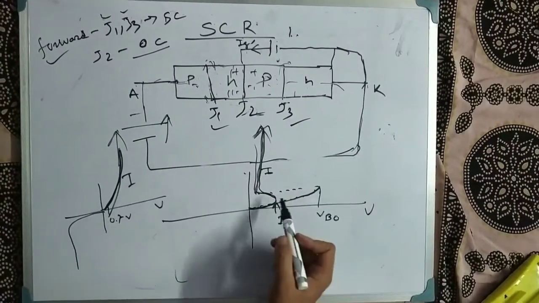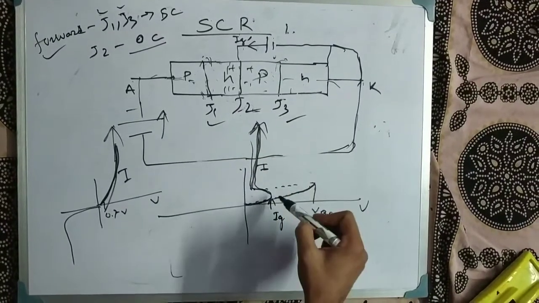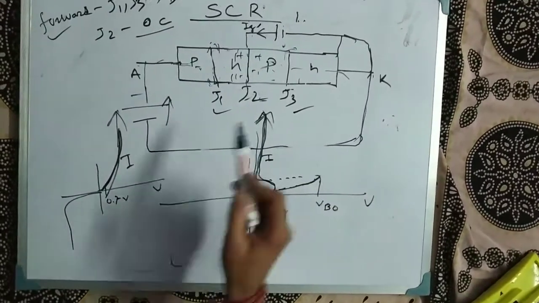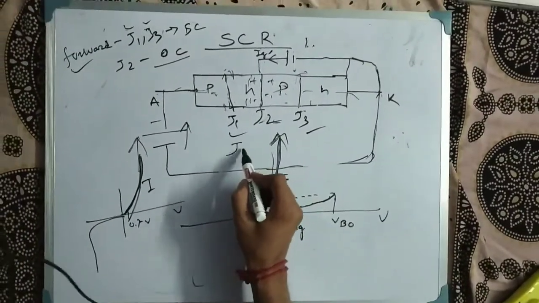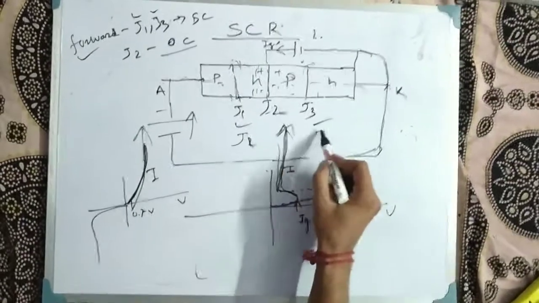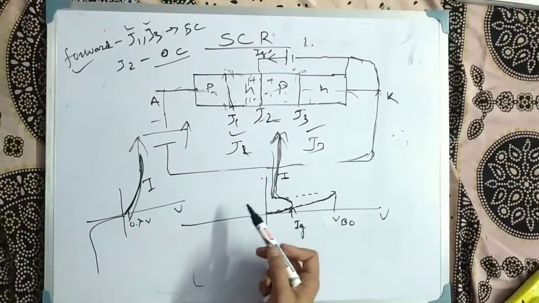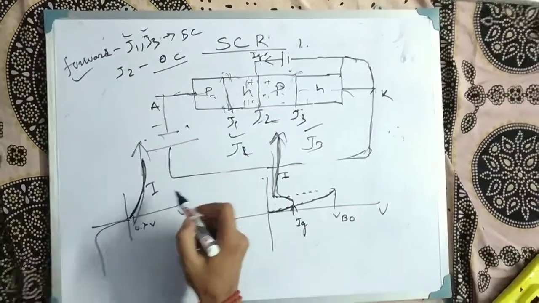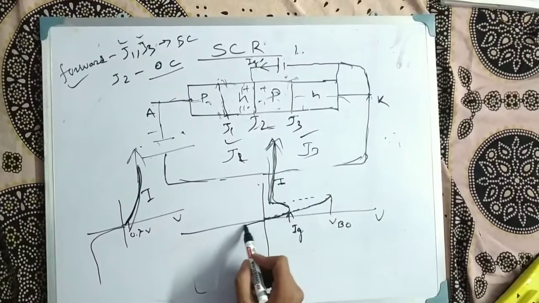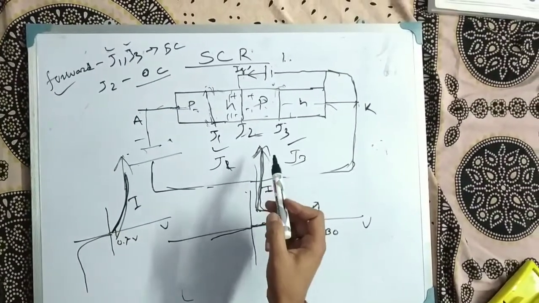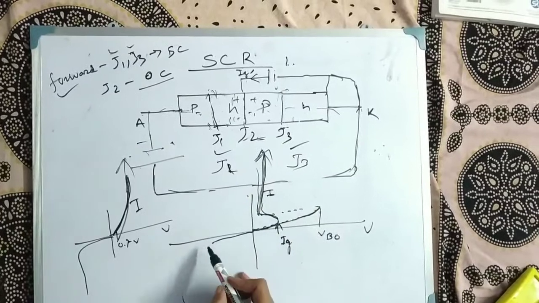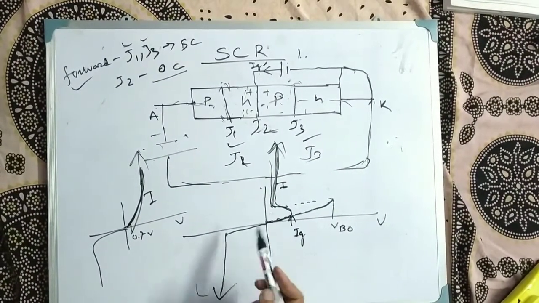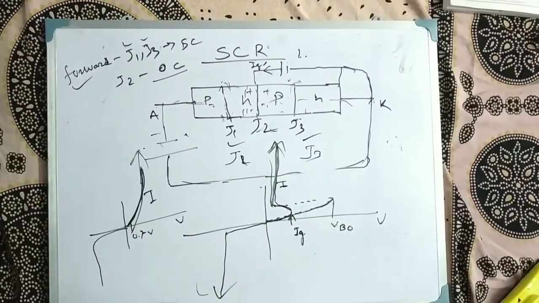This is the forward bias curve. For the reverse bias condition, what will happen? In reverse bias, we have seen that there are two open-circuited junctions, J1 and J3. If we increase this reverse bias voltage, after some time avalanche breakdown will occur in these open-circuited junctions, and it will break down and act as a diode.